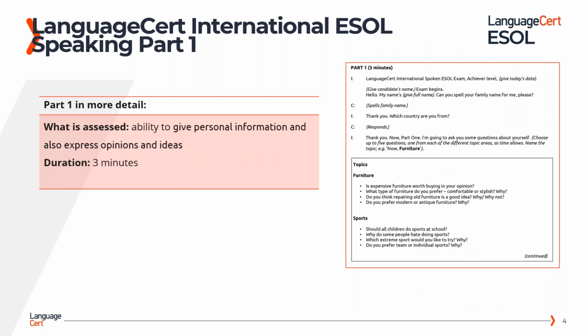Now, a few more details about each part of the spoken exam. The aim of Part 1 is to assess the candidate's ability to give personal information and also express opinions and ideas. This first part of the spoken exam lasts 3 minutes.